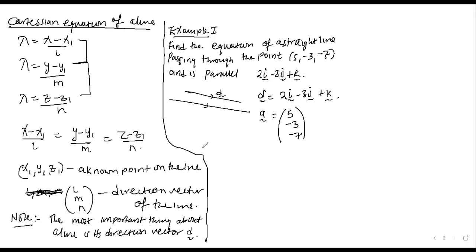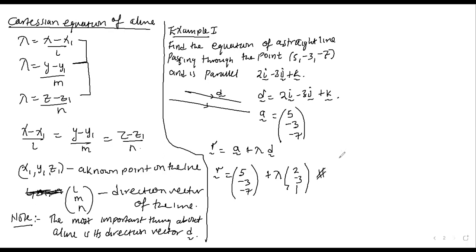Then they never specified, they just said find the equation. So you can either use the Cartesian equation or use the vector equation. Let me start with the vector equation. The vector equation is a plus lambda d. So r is going to be equal to (5, -3, -7) plus lambda times (2, -3, 1). This alone is the answer. You don't substitute for lambda, you leave lambda in your answer all the time. So this is the d, then this is the known point.